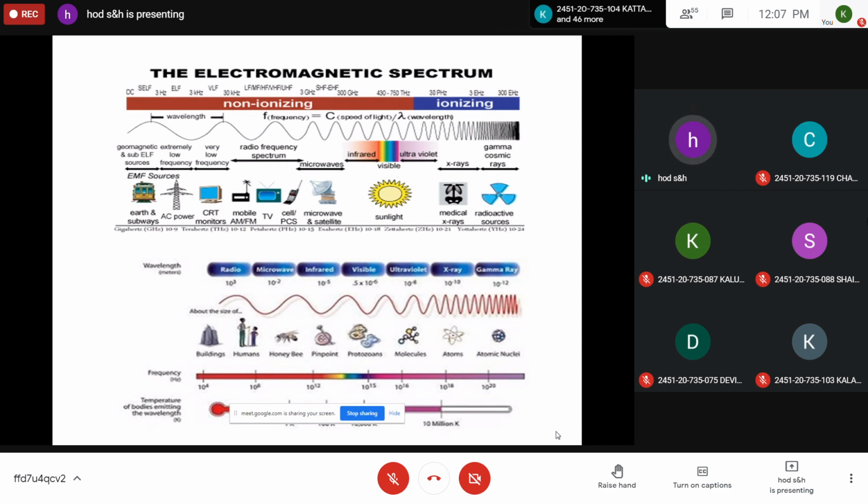So for different applications, for AC power, for CRT monitors, different frequencies are required, for mobile, for cells and microwave, and satellites and sunlight. You can see the energy spectrum of the electromagnetic wave, for gamma rays, X-rays. So from 0 to infinity, you can say. The frequencies are the same and the wavelength will change as the medium changes. So these are the applications of electromagnetic waves.